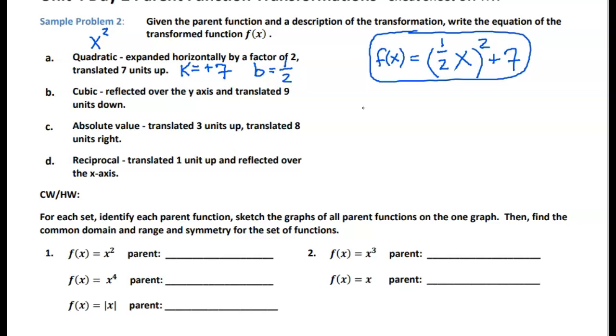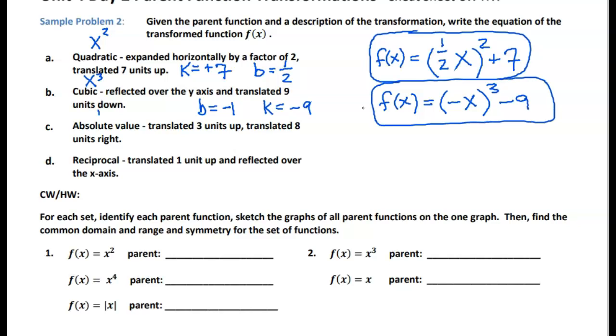All right, for the second one, cubic function, that would be x³. Reflected over the y-axis, well, look in your chart, we know the b would have to be -1, and translated 9 units down, well, a k value would have to be -9 to translate down 9. And you plug it in your function. So f of x here is going to be in the function a -b in front of x. I'm going to cube all of that and subtract 9. And I'm done.